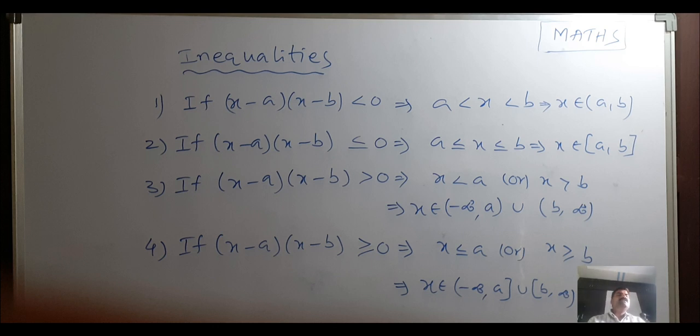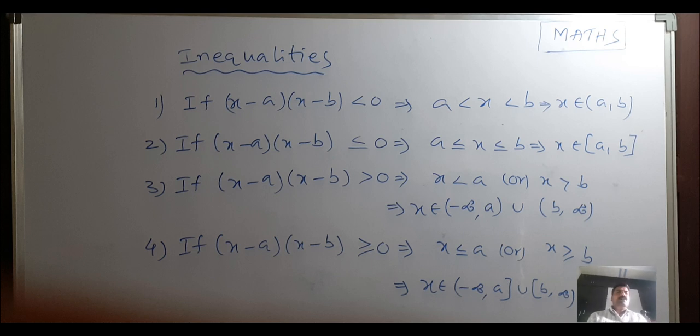If (x minus a) into (x minus b) is less than 0, hence the solution is what? x lies between a comma b. That's what we can also write as x belongs to the open interval (a, b). And the third one, (x minus a) into (x minus b) greater than 0. Hence we can write it as x less than a or x greater than b. And the second one and the fourth one are nothing but equals to, hence we will include those boundaries also.